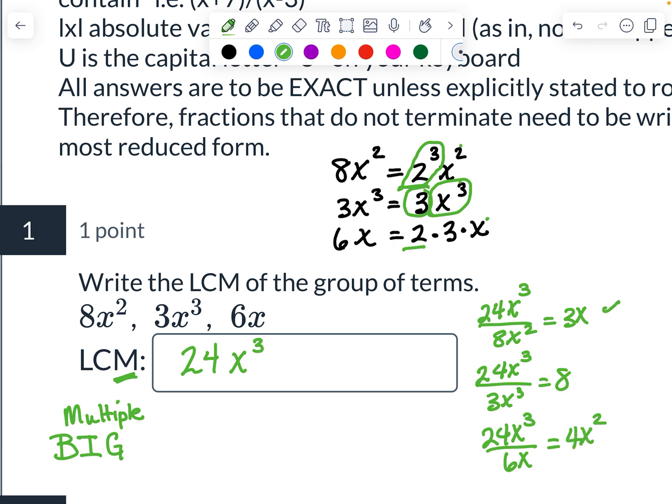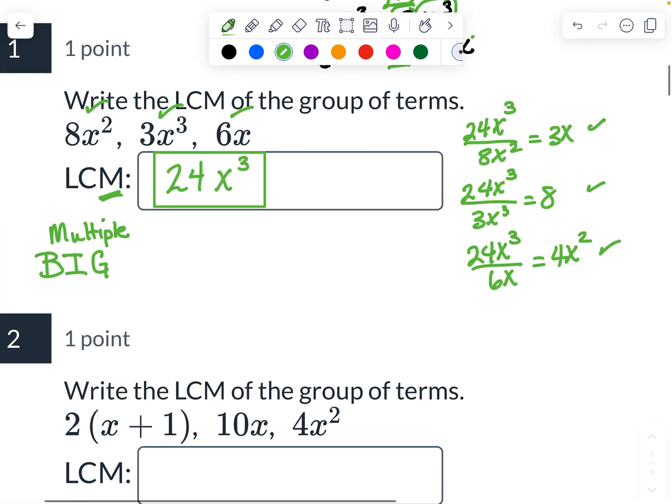So because all of them can be divided by my individual terms, then this has to be my least common multiple. So the smallest number that all three of those will go into is 24x to the third. So that's how we do the least common multiple. Okay, another example.